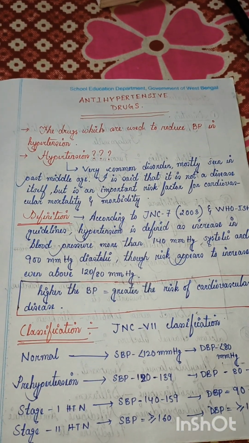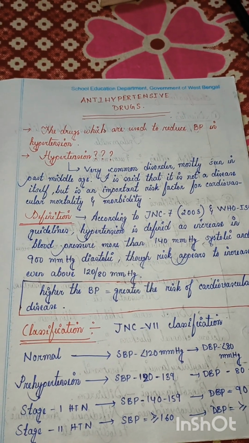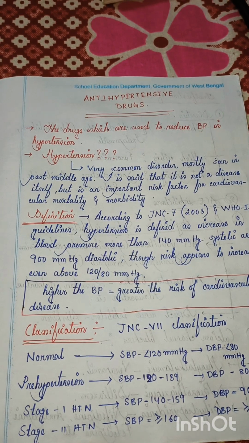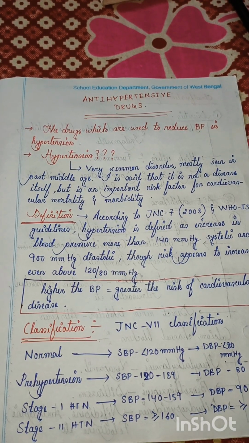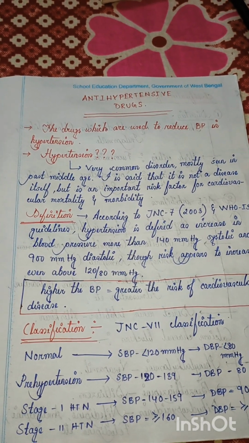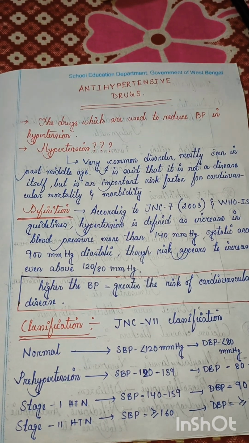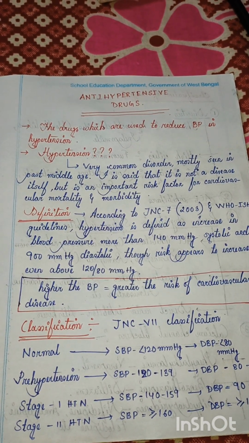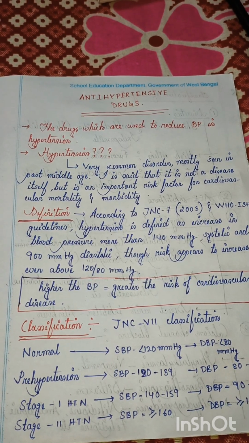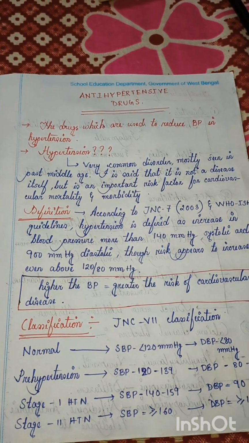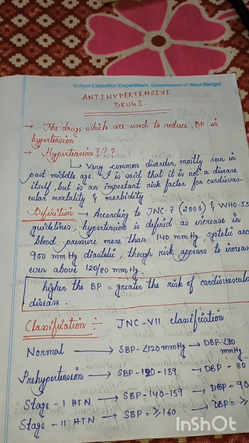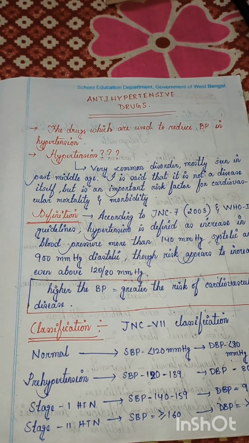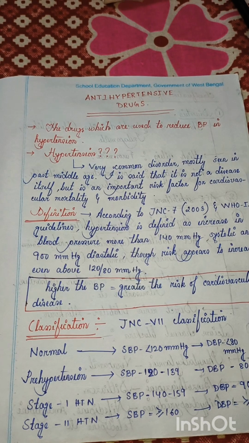Coming to hypertension, it's a very common disorder. It is seen in everybody, especially in middle-aged patients. Basically it is not a disease, but it is an important risk factor for cardiovascular mortality and morbidity. That means when the blood pressure is increased in our body, it may lead to various cardiovascular diseases.